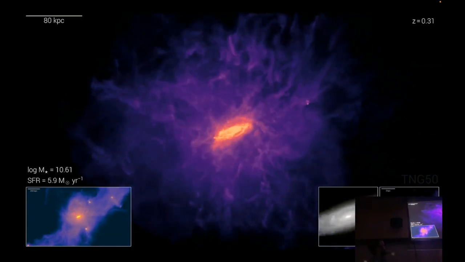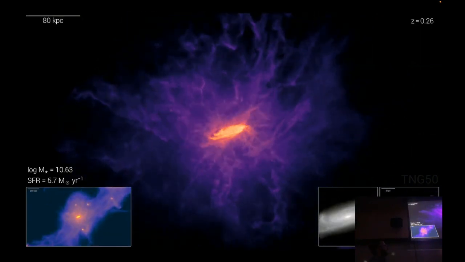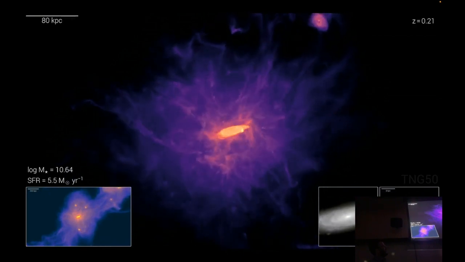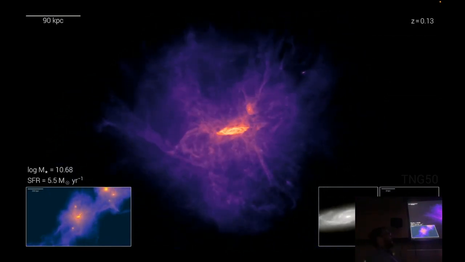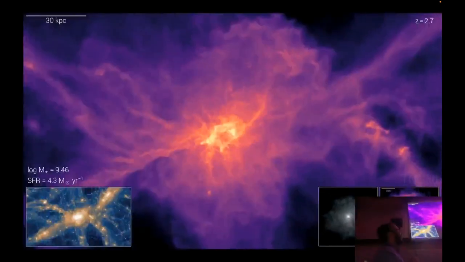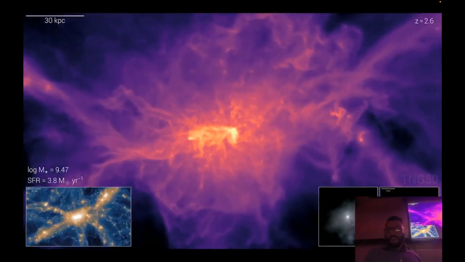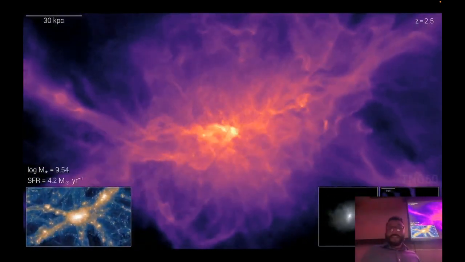I think this movie is just about done. I wanted to get to the end of it so I can get to the credits scene. Yeah, nice little disk galaxy. Oh, there we go. There's a nice... Oh, just ended right at the merger. Okay, there we go. This was done by the illustrious TNG simulation. They do some really good visualizations.